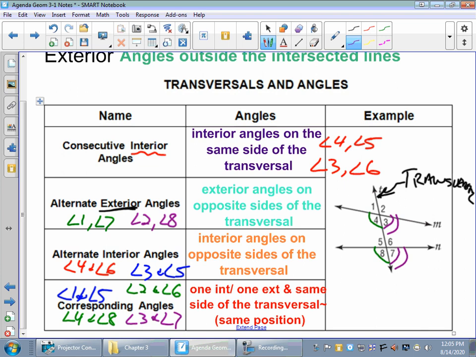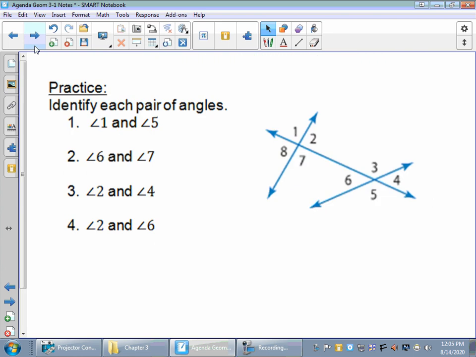Okay, so these are ones you're going to see a lot of, and you're just going to have to figure them out as they go, but try to remember consecutive interior, alternate exterior, alternate interior, and corresponding angles. Okay, so let's take a look at this example here and try to identify each pair of angles.